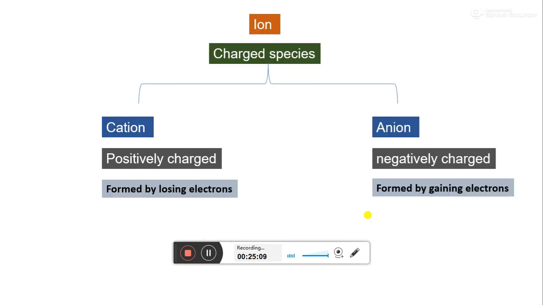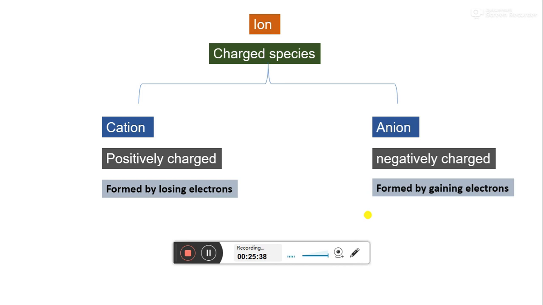Now, we have the ions. What do you mean by ion? Ion is nothing but a charged species. Charge can be positive and it can be negative also. If the charge is positive, then the species is known as a cation. If the charge is negative, the species is known as an anion. Cations are formed by losing electrons and anions are formed by gaining electrons.